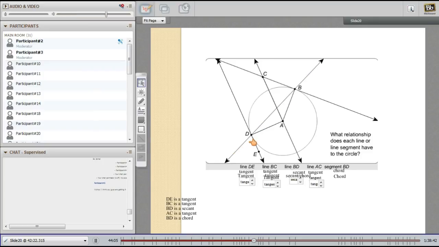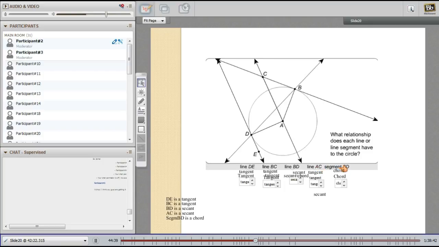Okay. Line AC is also a secant because it's intersecting the circle at 2 points. So it wouldn't be a tangent because line AC is intersecting the circle right there, and it's intersecting the circle right here. So line AC is a tangent. I mean, is a secant. Sorry, I keep saying the wrong one. Line AC is a secant because it intersects twice. So line AC here should be a secant, not a tangent.